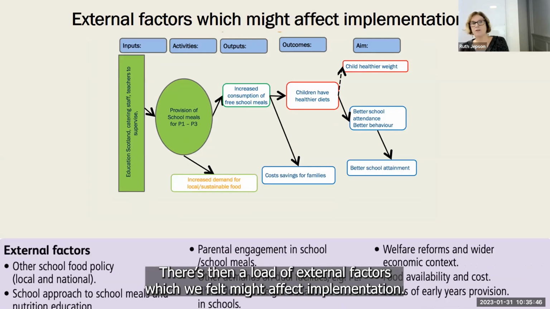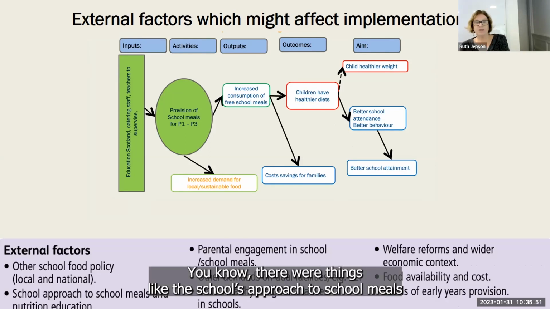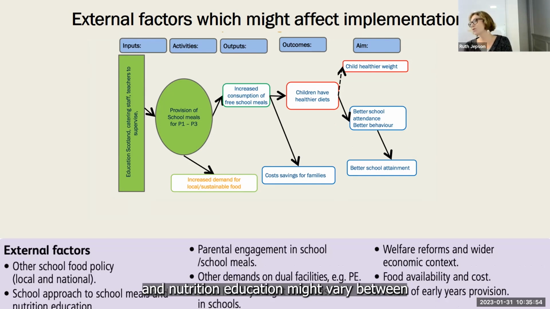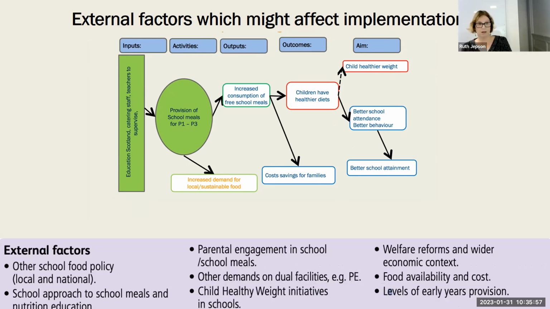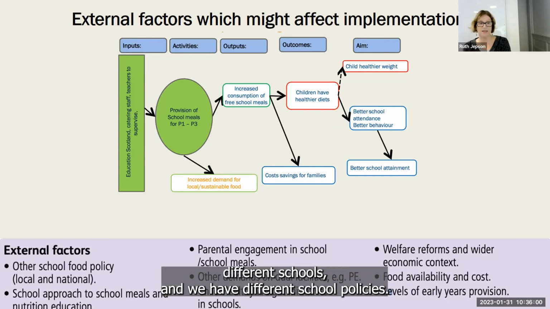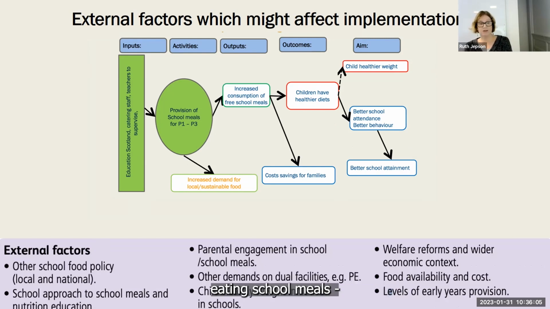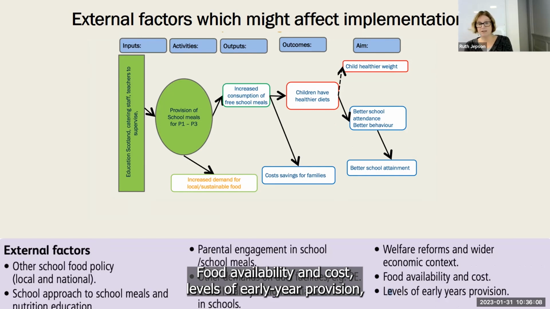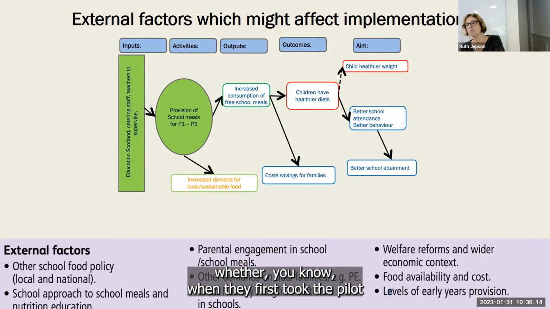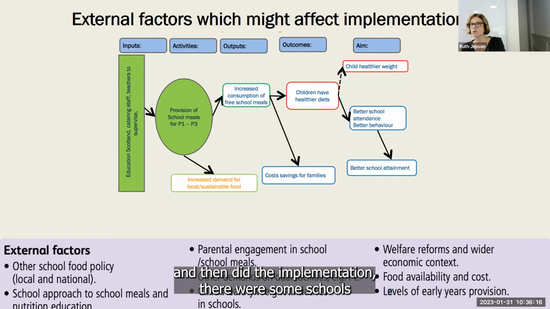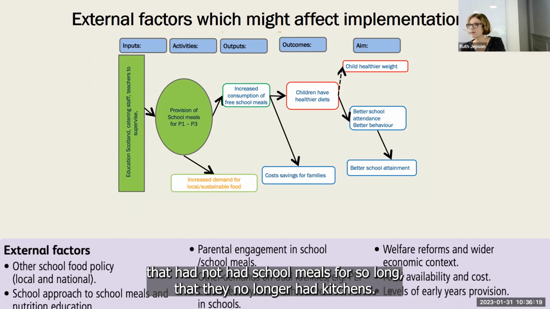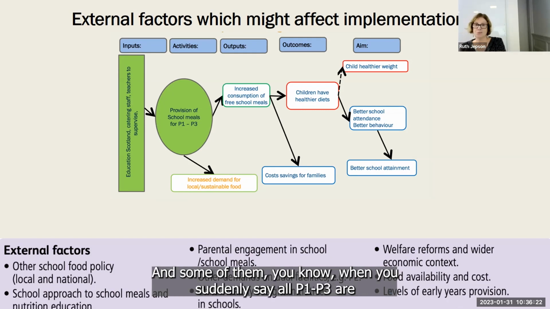There's then a load of external factors which we felt might affect implementation. And, you know, there were things like the school's approach to school meals and nutrition education might vary between different schools, and we have different school policies, parental engagement, whether they actually wanted their children to do that in school meals, food availability and cost, levels of early years provision, whether, you know, when they first did the pilot and then did the implementation, there were some schools that had not had school meals for so long that they no longer had kitchens.